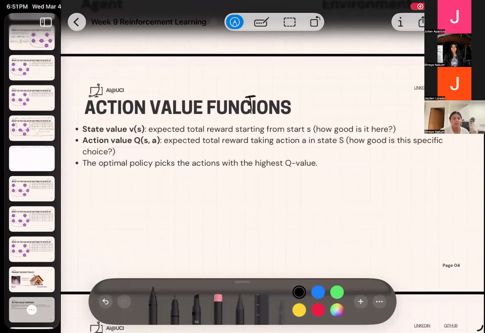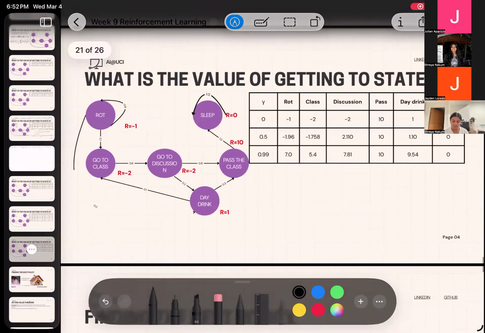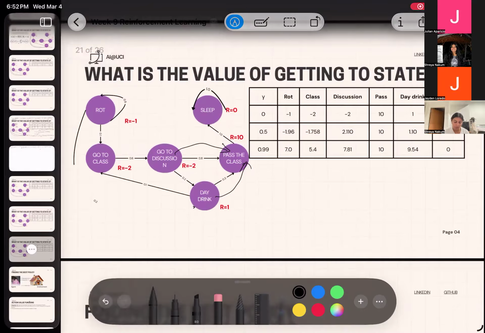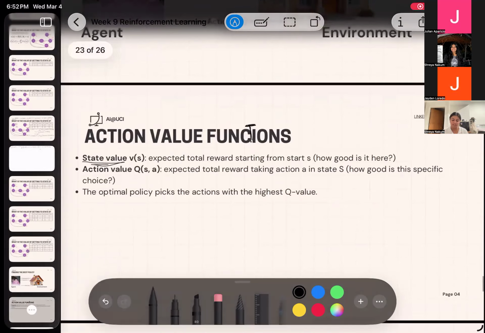There are two ways to make these actions. The first one is what we just talked about, the state value function. It's the expected total reward from starting at state S, which is basically saying, if I started off rotting, how good is it here? For example, if we started off going to discussion, there's an 80% probability that we'll pass this class. That's a very high value state. Same with day drinking, there's a 30% chance that we'll pass the class. Versus if we end up at the state go to class, we can end up going to discussion, but we might also end up day drinking, etc. And it's not as good of a state.